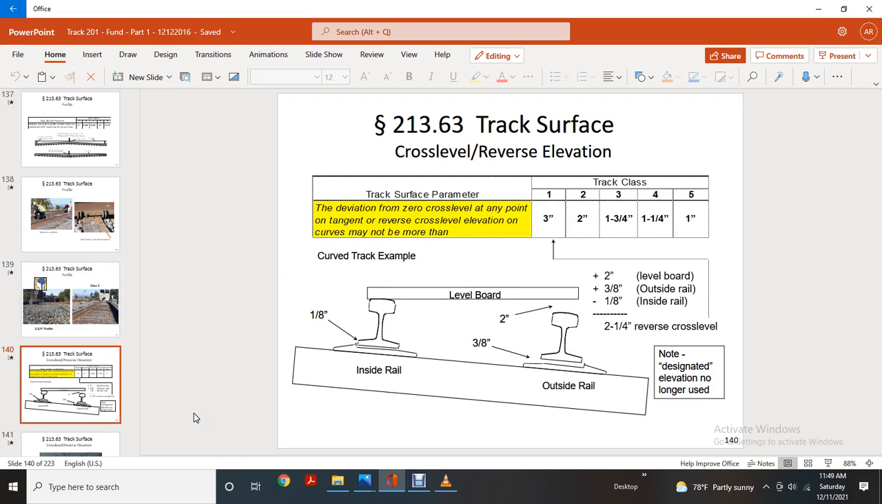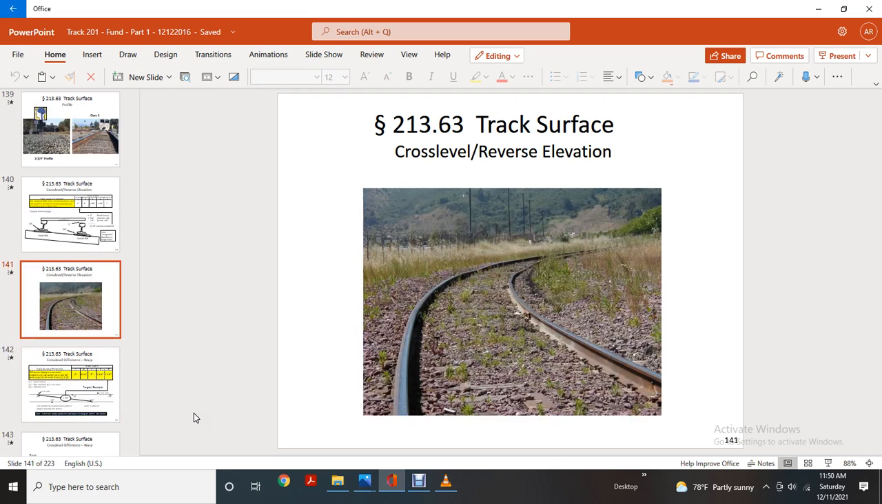Cross level, reverse elevation, track surface parameter deviation. Cross level at any point on tangent, or reverse cross elevation on a curve, may not be more than 3 inches for class 1, 2 inches for class 2, 1.75 inch for class 3, 1.25 inch for class 4, and 1 inch for class 5. Curve track example: level board 1/8 of an inch, 3/8 of an inch, 2 inches inside and outside; outside rail over inside rail 2.25 inches, reverse cross level. Note the designation elevation is no longer used. Track surface, cross level of reverse elevation.